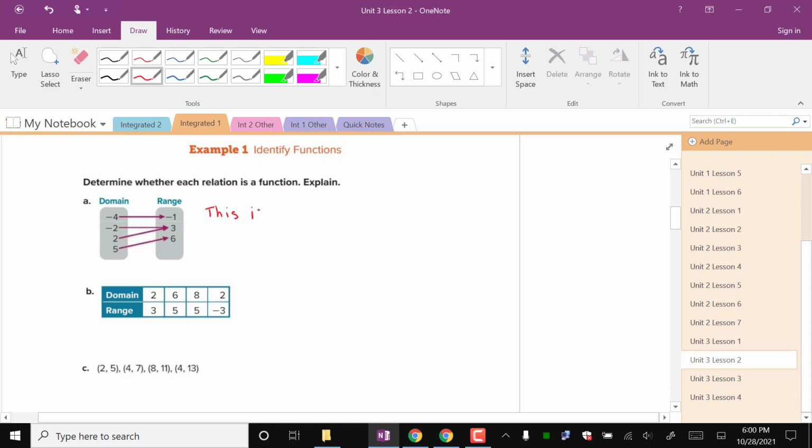This is a function because the inputs get mapped to only one output.